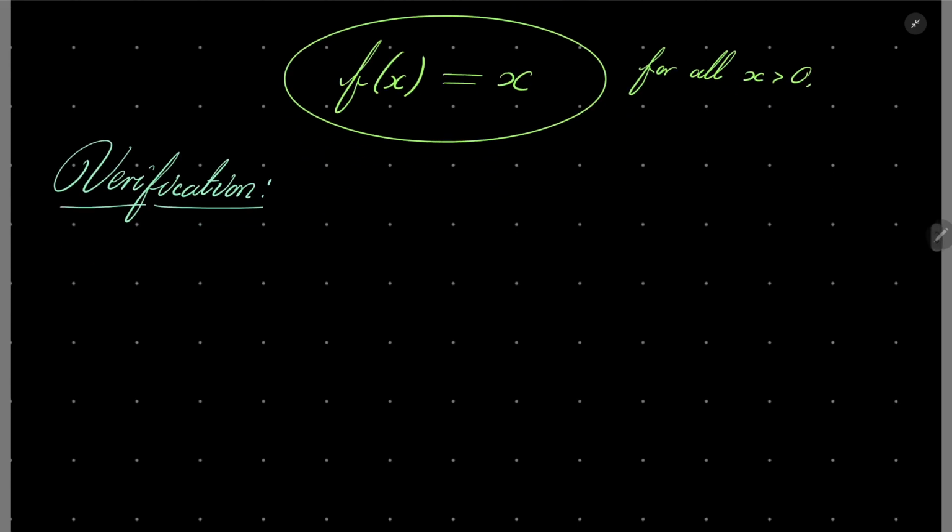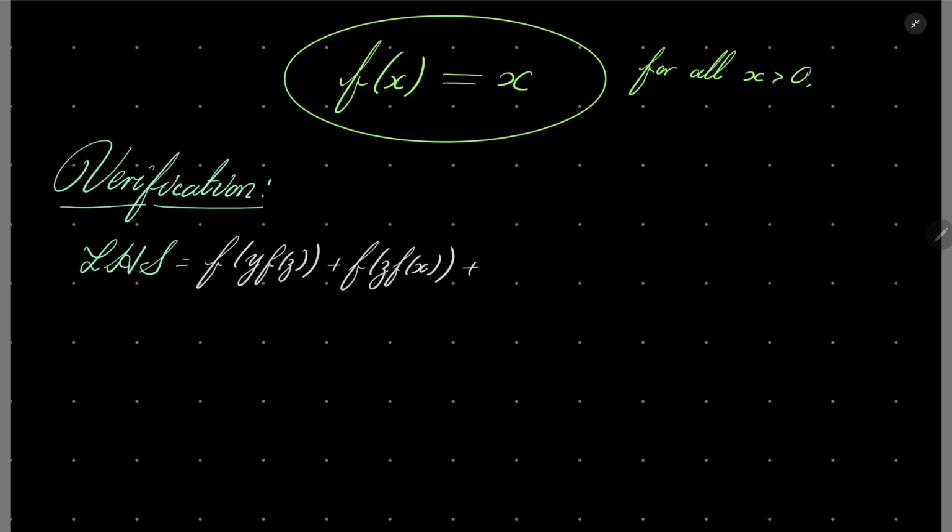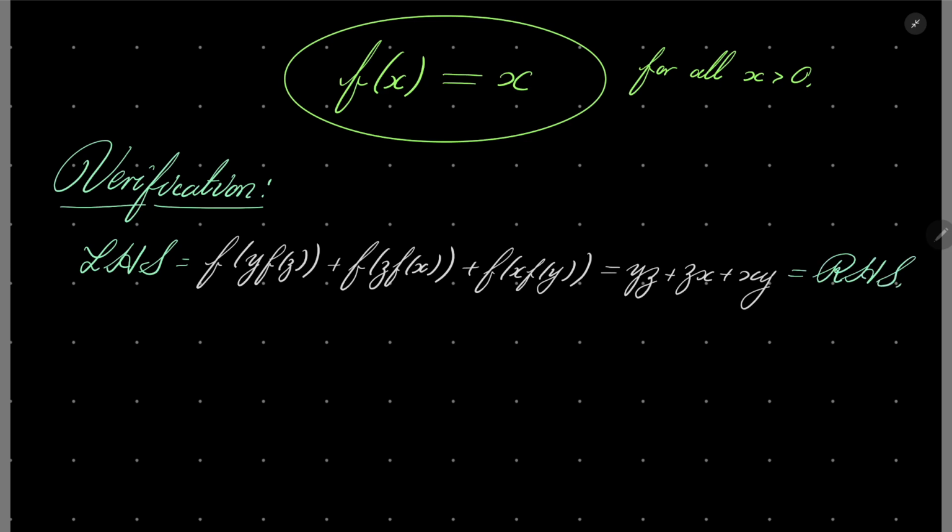Let's do verification. On the left-hand side, we have f of y times f of z plus f of z times f of x plus f of x times f of y. Well, it's just yz plus zx plus xy, which happens to be on the right-hand side. So it's all well and good. Our functional equation has one and only one solution, the identity function.